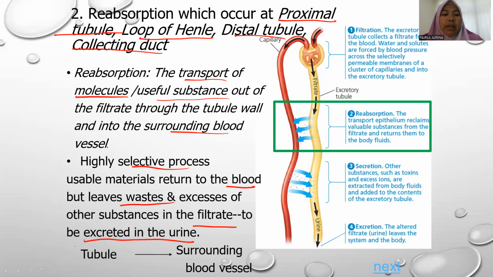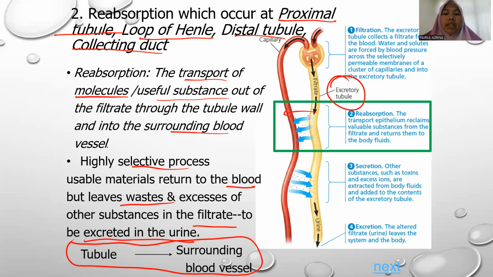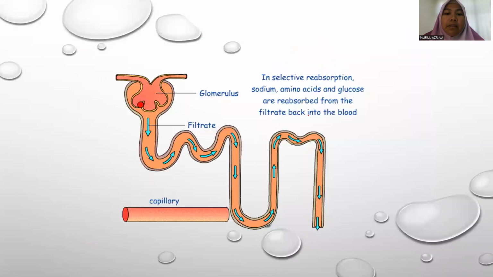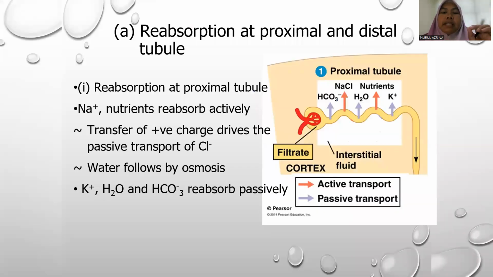Okay, so as a summary, you can see reabsorption refers to the process where useful substances are reabsorbed from the excretory tubule to the surrounding blood vessel. Okay, right. So you can see in selective reabsorption, some components like sodium, amino acids, and glucose will be reabsorbed from the filtrate, or from the excretory tubule, into the surrounding capillary. Okay, right. Now let's focus on what happened at the proximal and distal tubule.